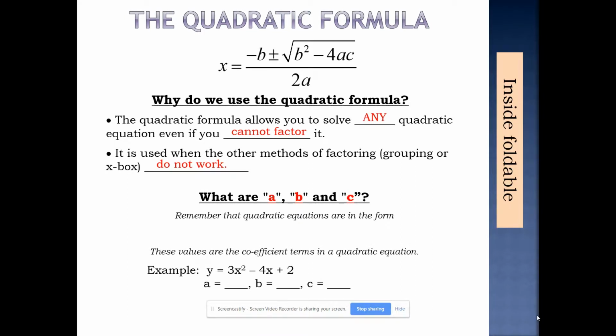So in our quadratic formula, what is a, b, and c? Well, a, b, and c are the different coefficients of our quadratic equation. So we have y equals ax squared plus bx plus c. Those are all of our coefficients. And so for the example that's given, y equals 3x squared minus 4x plus 2, a is 3, b is negative 4 because it says minus 4, and c is 2.